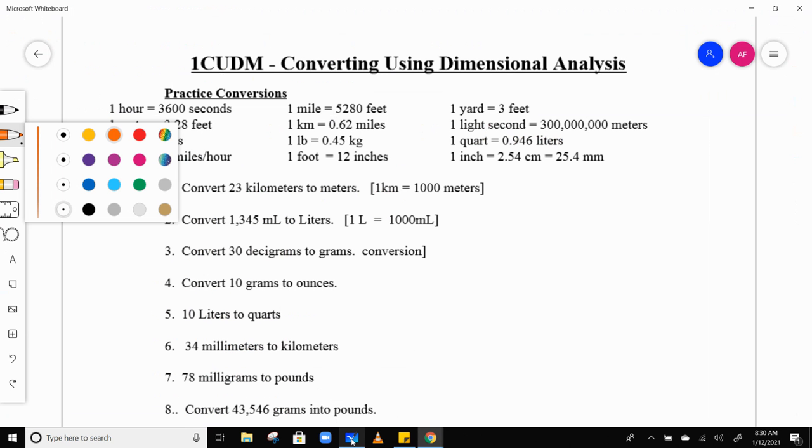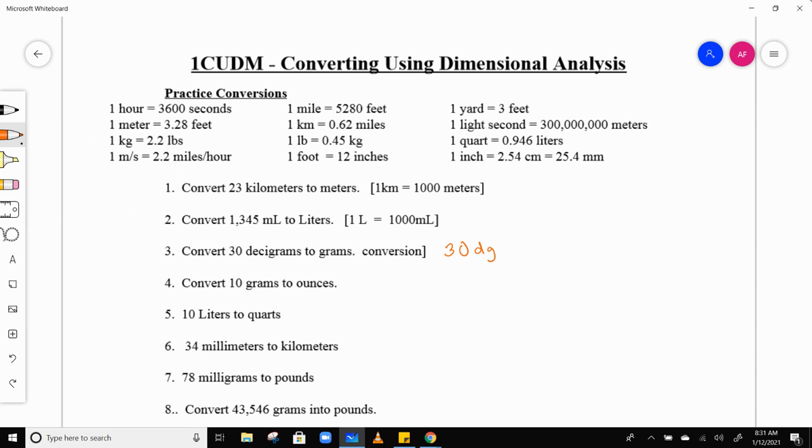All right, well, while that's trying to figure itself out, maybe this will work better. Okay, so let's just look at a really simple conversion. Let's go decigrams to grams. So we have 30 decigrams to start with, and we want to convert it to grams.